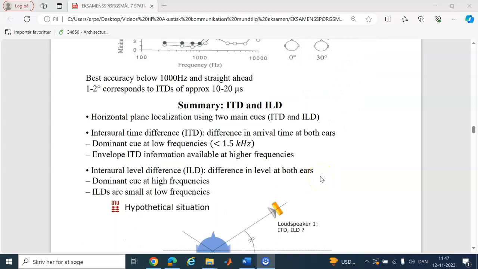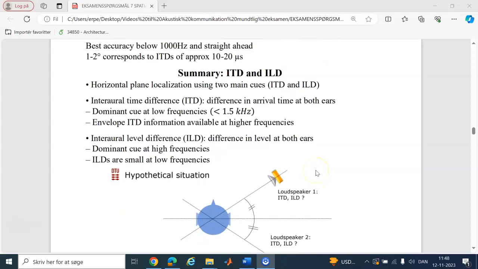Summary: ITD and ILD. Horizontal plane localization uses two main cues, ITD and ILD. Interaural time difference, ITD, is the difference in arrival time at both ears. It is the dominant cue at low frequencies, less than 1500 Hz. Envelope ITD information is available at higher frequencies.